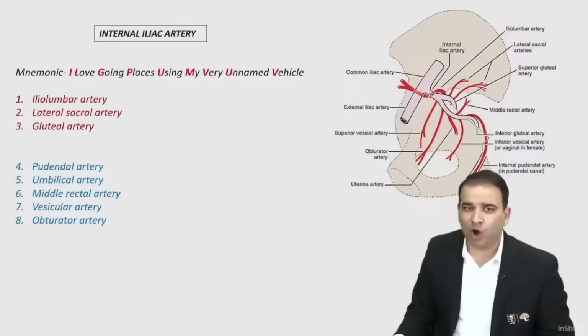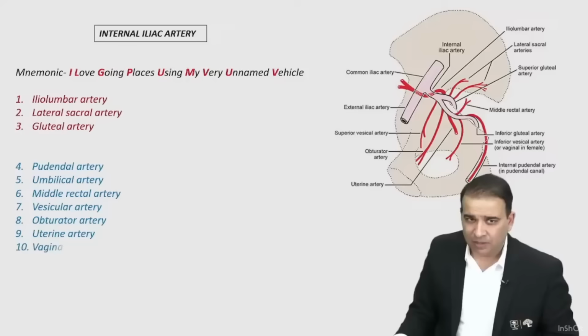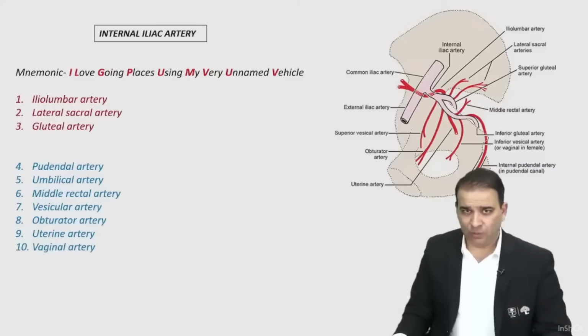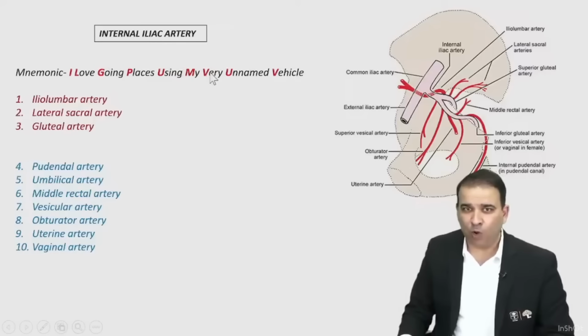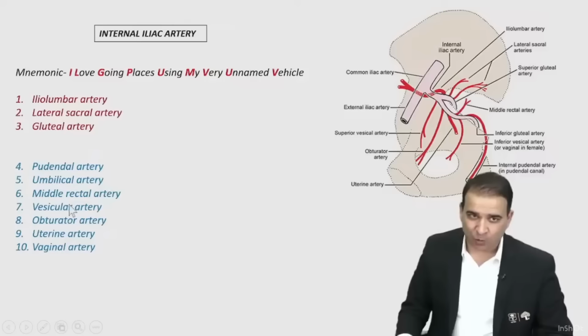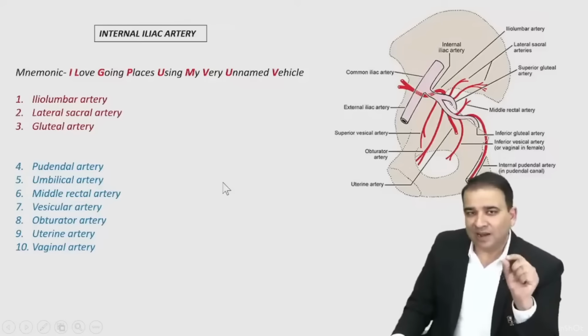We have an obturator artery, and there is a uterine artery, guys, and then there is a vaginal artery. Using my very own unnamed vehicles here, O is obturator artery. Gluteal artery, there are two gluteal arteries, guys.